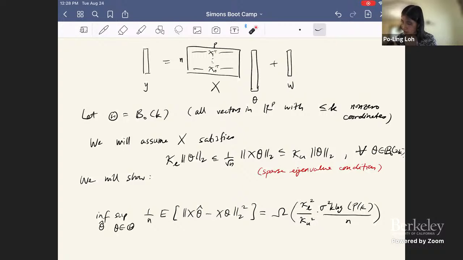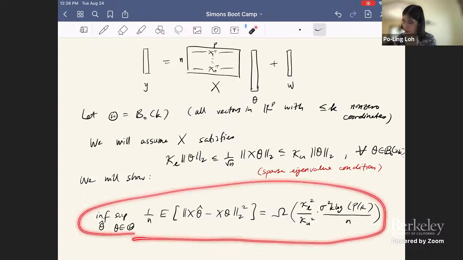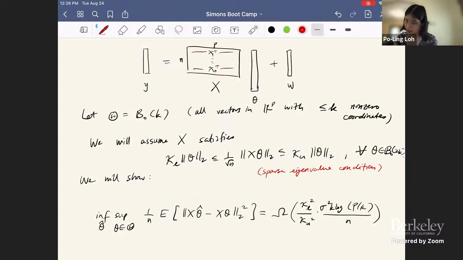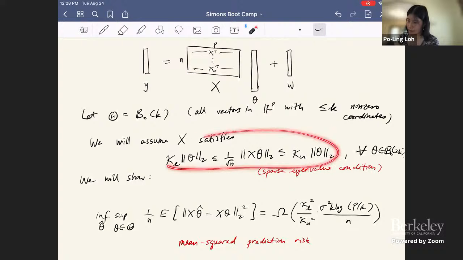We are going to show this lower bound on what's called the mean squared prediction risk. So you might ask, why am I not looking at just theta hat minus theta? And you could look at theta hat minus theta. In fact, if you have these nice conditioning bounds on the matrix X, then you can very easily change this to theta hat minus theta.